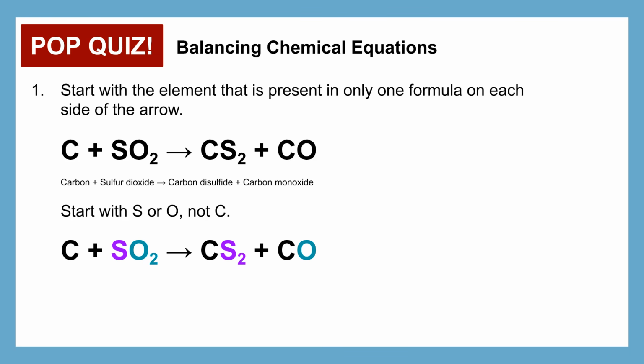This shows the first step in balancing a chemical equation. You begin with an element that appears in only one formula on each side of the arrow. In this reaction, sulfur and oxygen meet that requirement, while carbon appears in more than one compound. Starting with sulfur or oxygen simplifies the process and reduces mistakes.